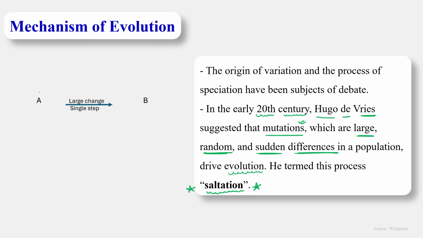It means if there is a population A, and a sudden or large change occurs in a single step, then immediately this A population gets converted into the B population. Okay, so this mutation theory or saltation theory was given by Hugo de Vries.